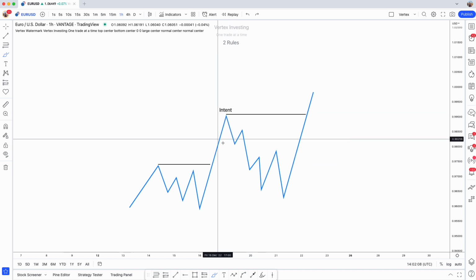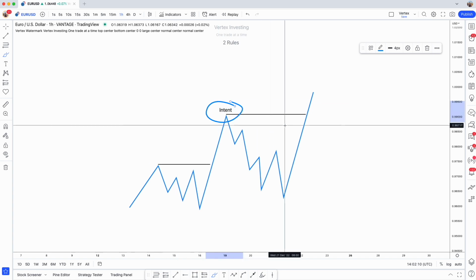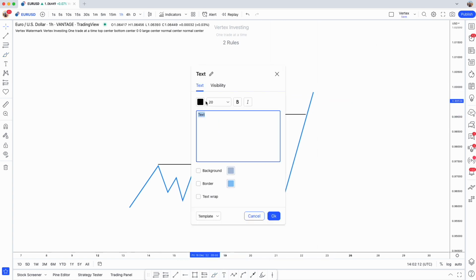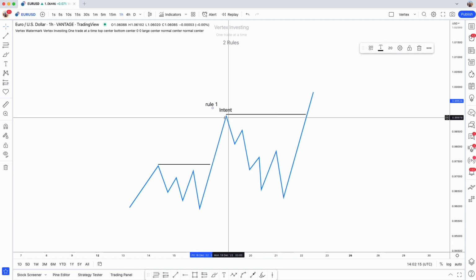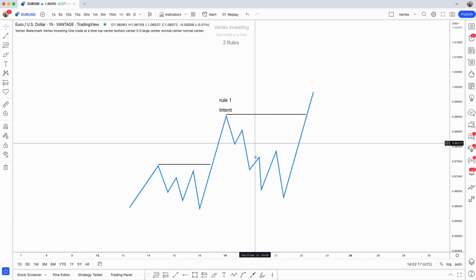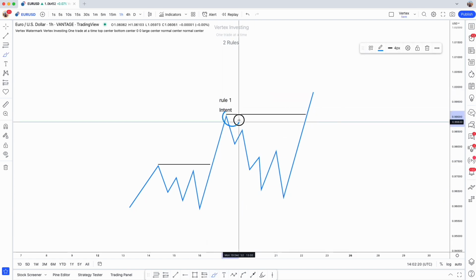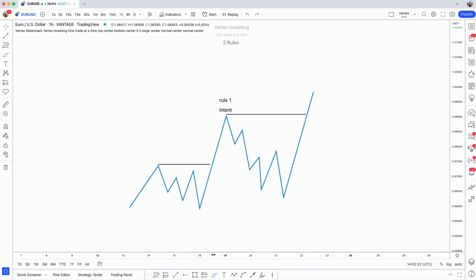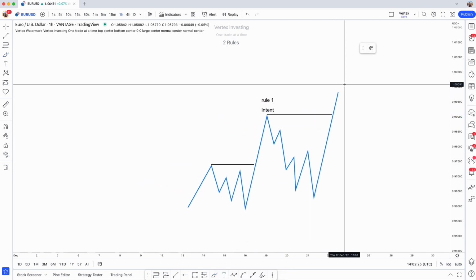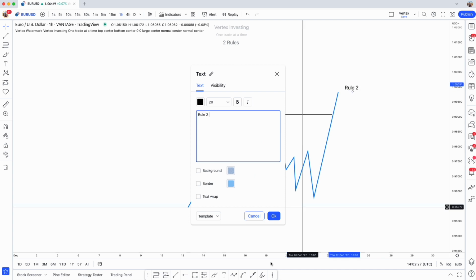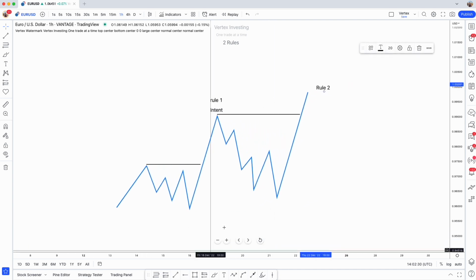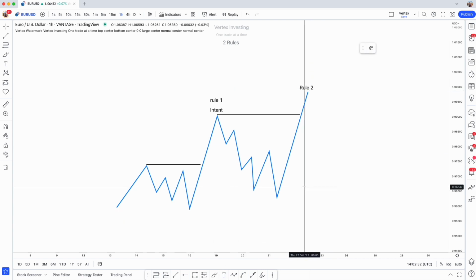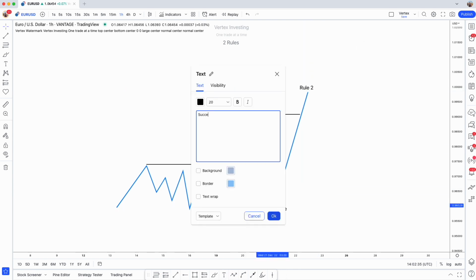Okay, so what we have here is the intent. So that is rule number one. And then following that, once we have the second break of that major structure, which we have here, we have rule number two. Rule two is what we call a successful retrace, otherwise known as the SR.